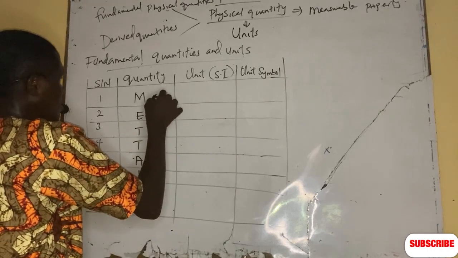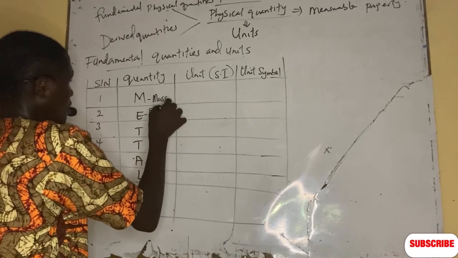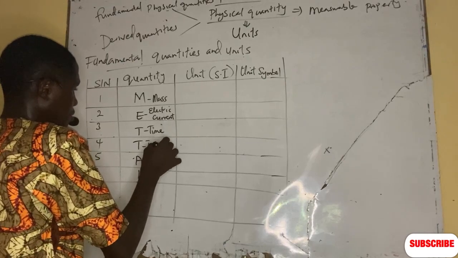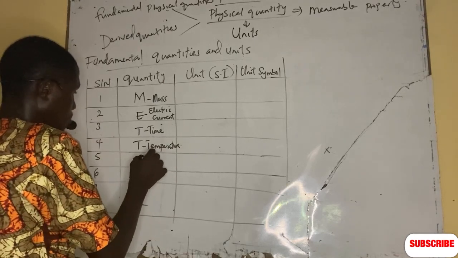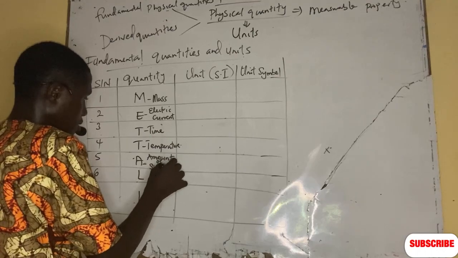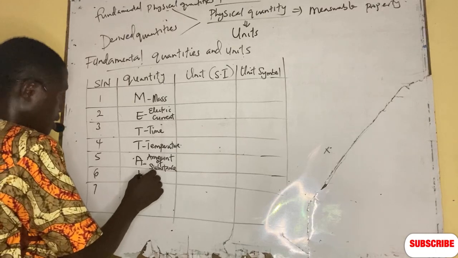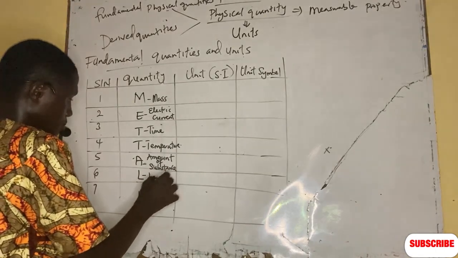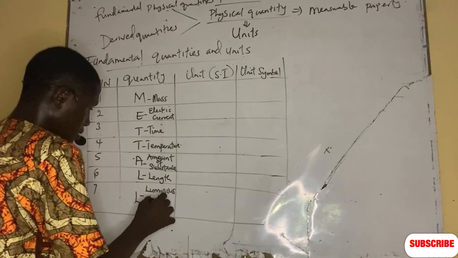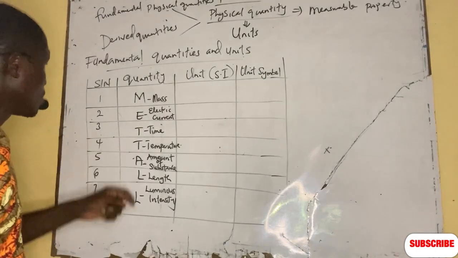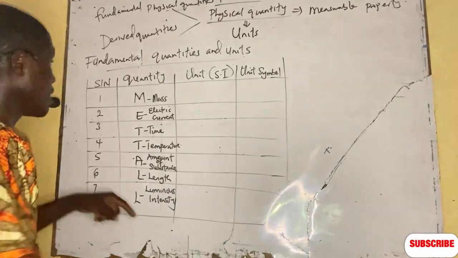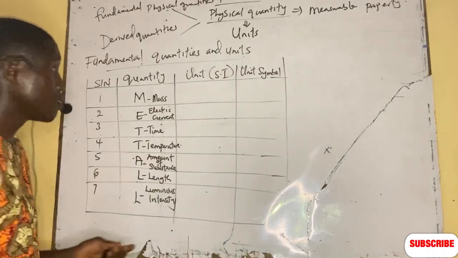So this is mass. This is electric current. This is time. This is temperature. This is amount of substance. This is length. And this is another one, which is known as luminous intensity. So we have the mass, the electric current, the time, the temperature, the amount of substance, the length, and luminous intensity. I gave it the acronym so that it can easily be remembered.